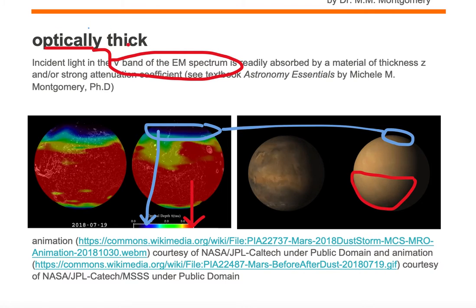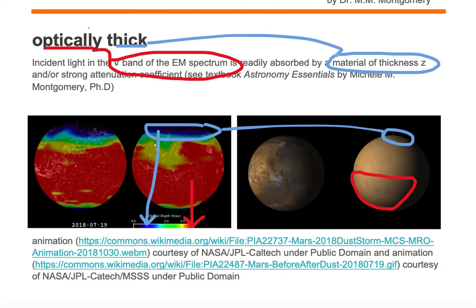Now thickness means one of two things. Means you've got a substance or a material that is really thick in depth. You got a lot of thickness to that material. The other thing is it has a strong attenuation coefficient.